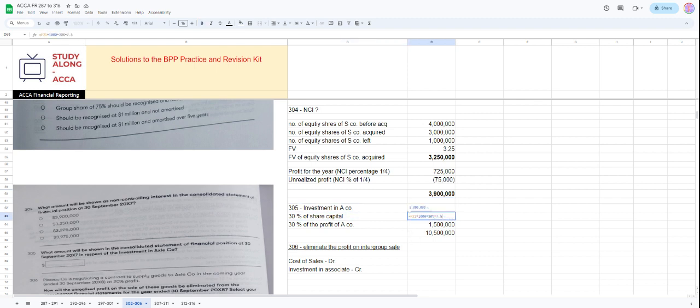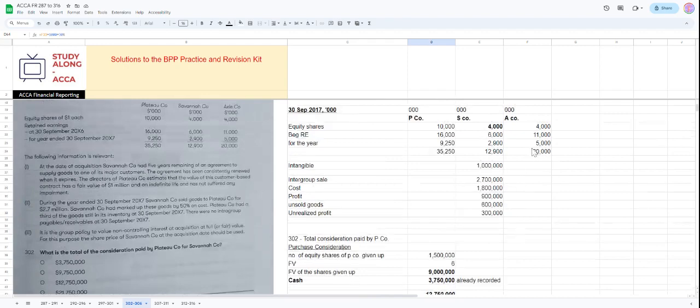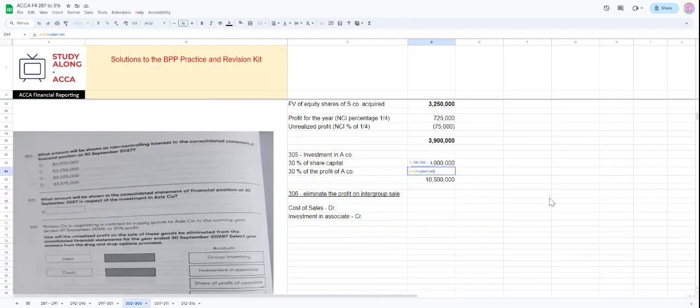Then we have the investment in associate they are asking about. So we got their 30% of the capital. We took the number of shares, made it to million, then took 30%, and per share we have acquired it at 7.5. So we multiplied it by 7.5, we got 9 million. Then we took 30% of their profit. The retained earnings for the year was, I think, 5 million, and we calculated 30% of it. We got 1.5. So total investment in associate is 10.5.